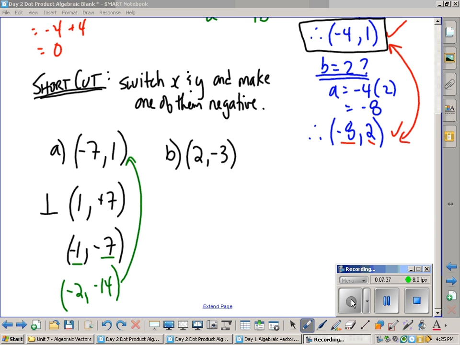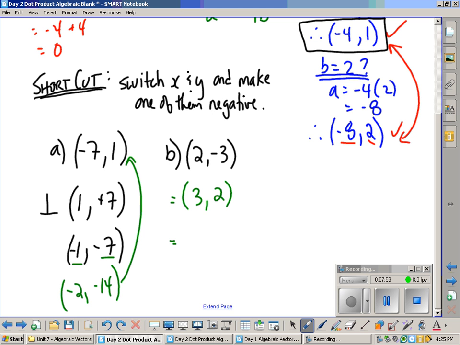So here are a couple answers. Sorry, I forgot to switch them. So switching them, and I made the negative 3 negative, so it becomes positive. Or we could have done this. Or any scalar multiple of those. That would be perpendicular. All sorts of different ones.